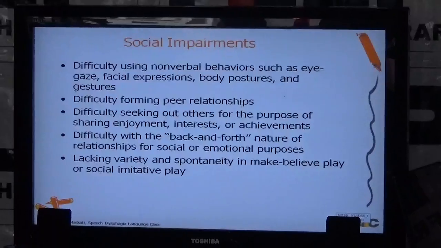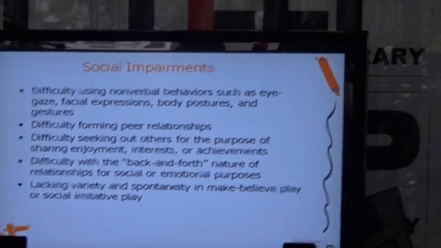So for a young child, this is how kids like to show off and show their parents what they've done and what they've achieved. A child with autism may do this as well, but they don't go with that back and forth of showing and then someone saying wow and then feeling very proud of themselves. And they lack variety and spontaneity in make-believe play or social imitative play. So less of this creative play, less of play with dolls, less of play with, oh, look at what I made and this is this and this is that. They tend to play with things that are more concrete, like blocks and things like that, which is more visible instead of imagining things.